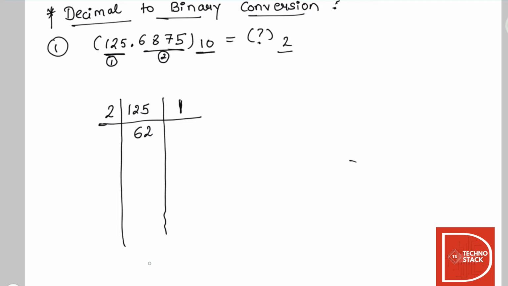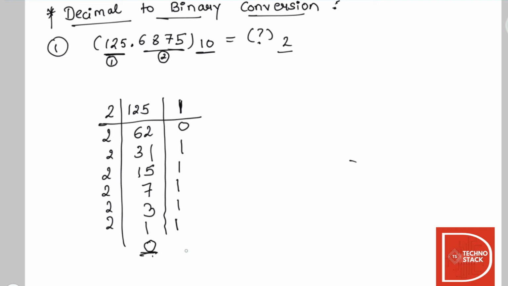So again, 2 31s are 62. Here the remainder is 0, so we'll write 0. Then 2 15s are 30, remainder is 1, so we'll write 1. Then 2 7s are 14, remainder is 1. 2 3s are 6, remainder is 1. Then 2 1s are 2, remainder is 1. And then 2 0s are 0 and remainder is 1. Here we got 0 in the quotient, so we'll stop.